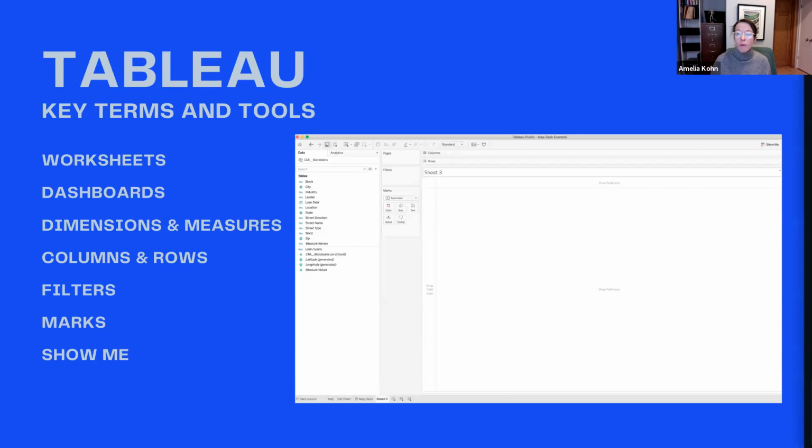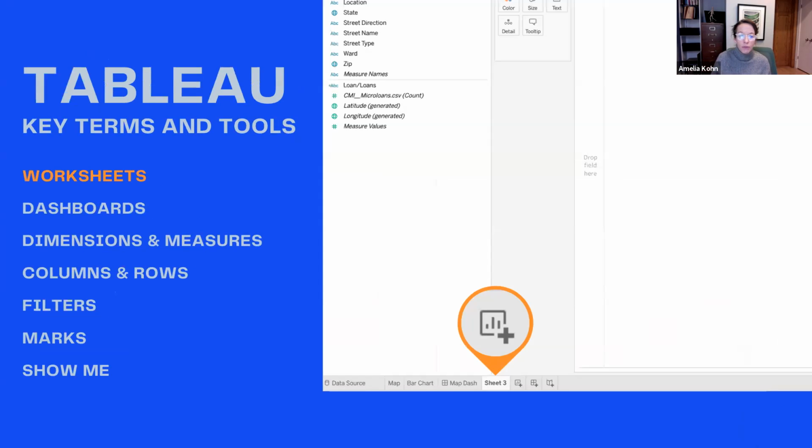Okay, so before we begin the demonstration, I want to familiarize you with the Tableau worksheet view and its key features. This is the worksheet view, and it's what you'll be looking at most of the time when you're working in Tableau. It's where you build a particular visualization. So it's where you build one chart, one map, or one graph. So let's talk about the different features.